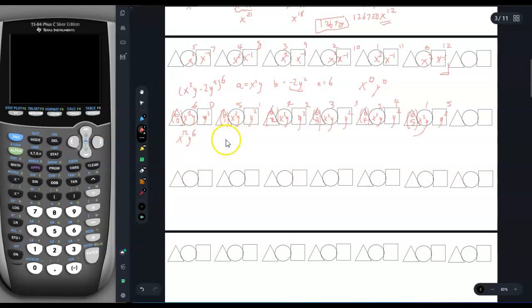x squared to the 5th is x to the 10th. y to the 5th, and y squared to the 1st is y squared. So this would be x to the 10th, y to the 7th, so it's not this one either. What about this one? x squared to the 4th is x to the 8th, y to the 4th, and y squared squared, which is y to the 4th. Oh, this looks promising. x to the 8th, and if we add together the 4's, it would be y to the 8th. So it's this one here.